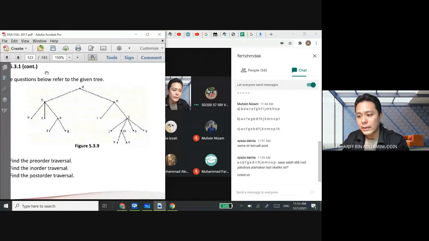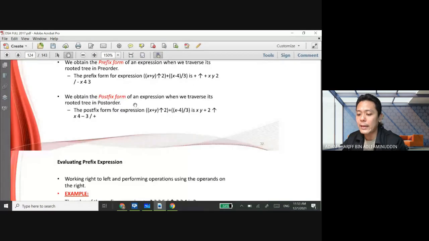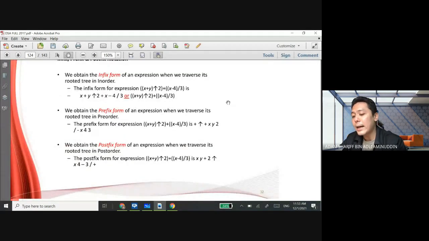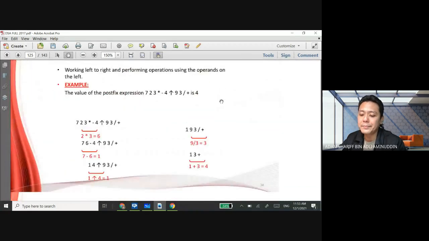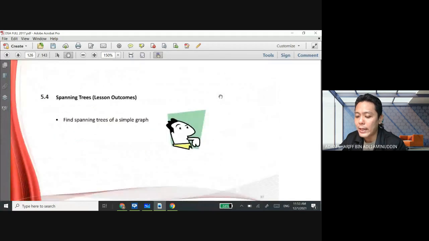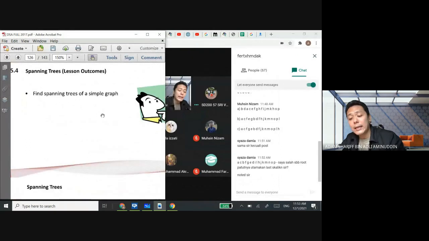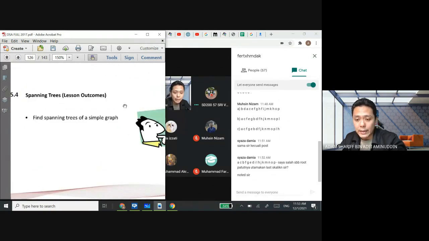I think kita wrap up sikit. Jadi baca sendiri eh. Infix, postfix dengan prefix. The idea is similar to preorder, inorder dan postorder. Boleh baca pelan-pelan tapi selagi tak faham yang preorder tu tak boleh lah. Spanning tree tak sempat hari ni. Kita akan sambung hari Khamis. Hari Khamis ni kita tinggal spanning tree dengan sedikit pasal machine modeling and computation eh. So quiz memang kena buat hari Jumaat.